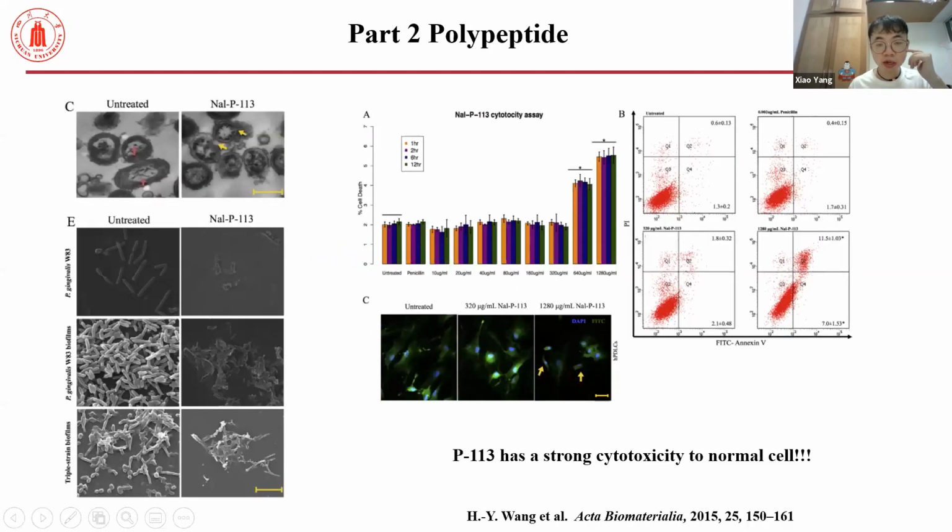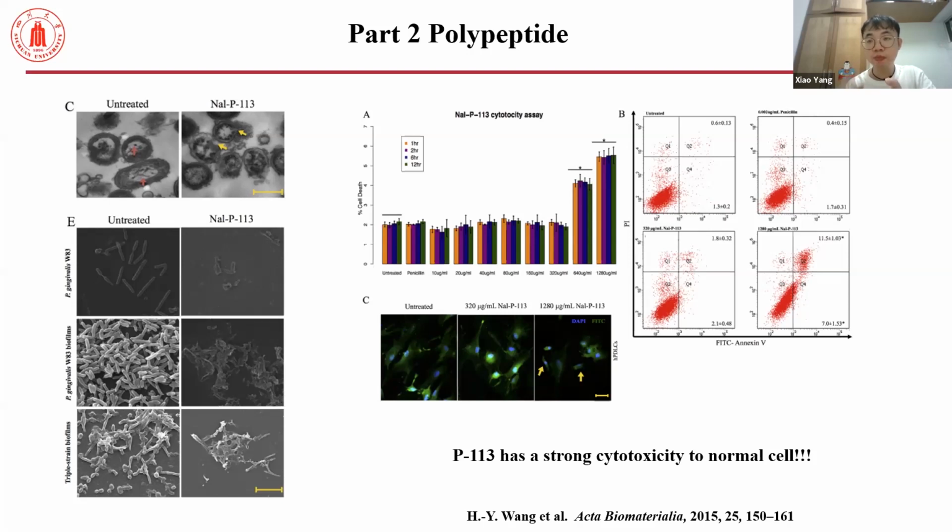This paper was published in this group, and they use this peptide, P113. It is an antibacterial peptide. It can kill E. coli and can kill the successive in vitro, but we can see when it has high concentrations, it is toxic to the normal cells. So we want to find some ways to decrease its toxicity.